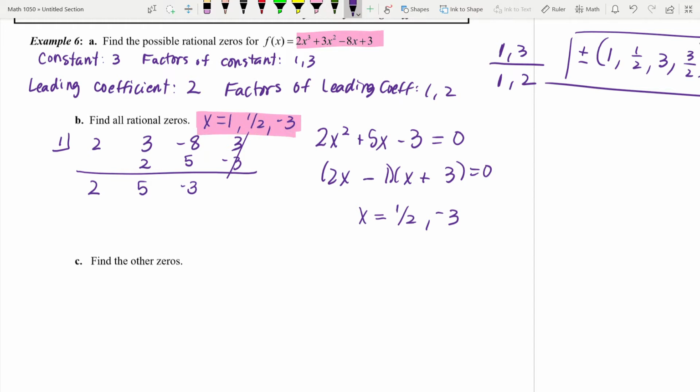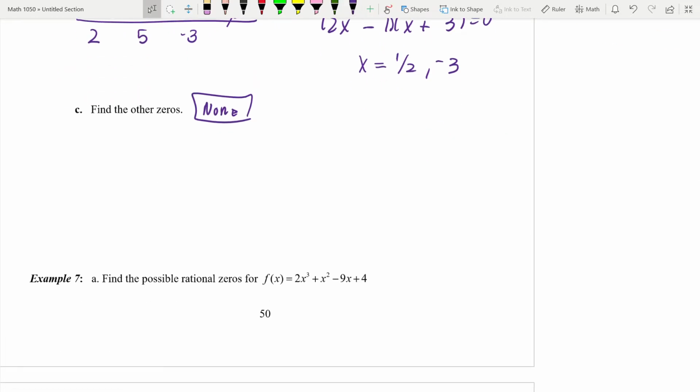Rational means can be written as a fraction. That's the easy definition of rational. Well, 1 is 1 over 1, negative 3 is negative 3 over 1. So on this particular problem, the other zeros are none. There are no other zeros. Here's what would go there if we had one. A square root. Okay, when would we end up with a square root? If we had to use the quadratic formula, right? And or an imaginary. So anything weird, okay, that would be considered an other zero.